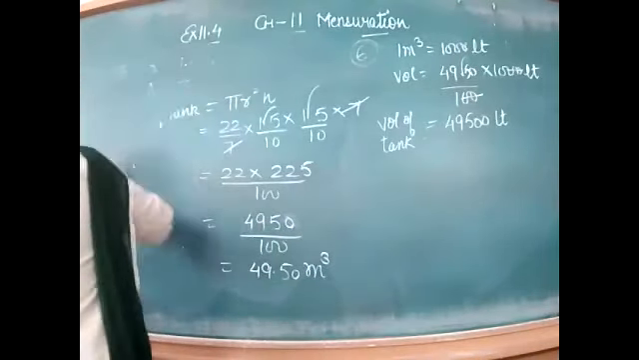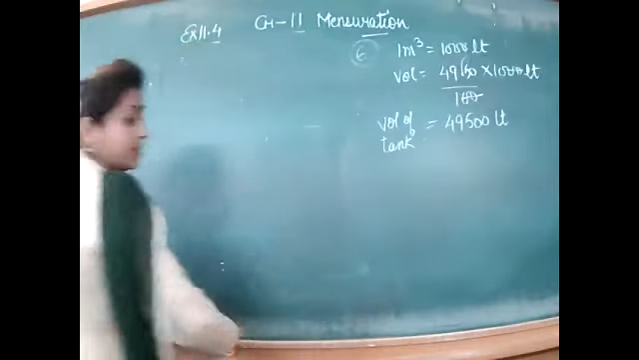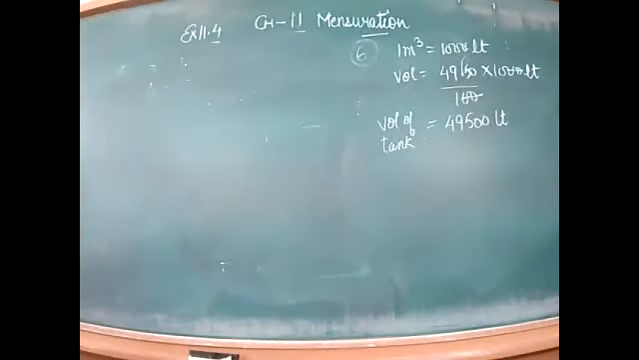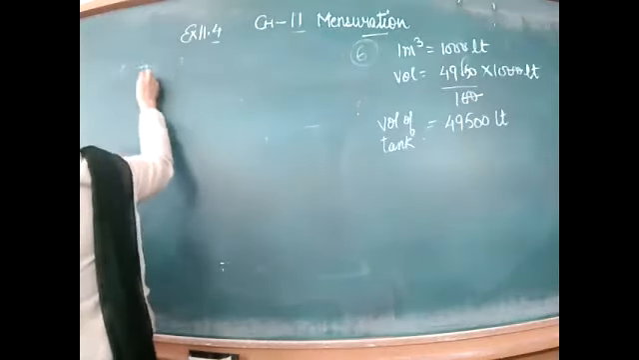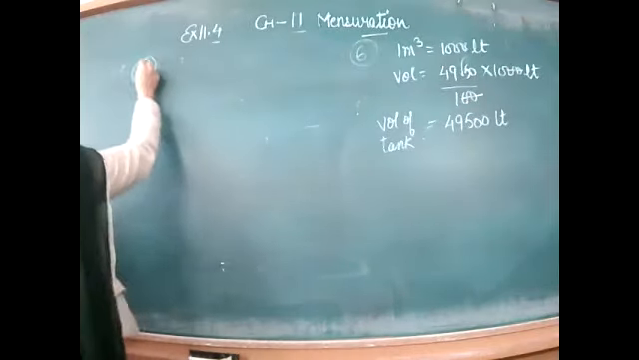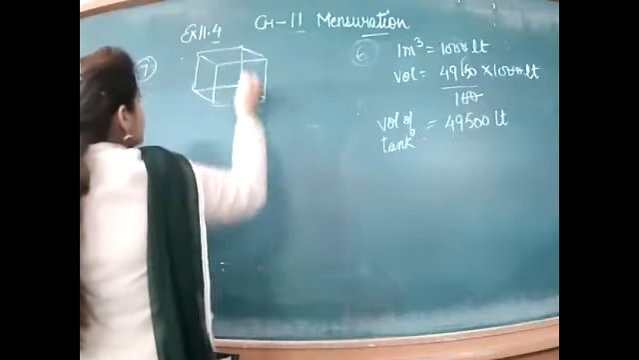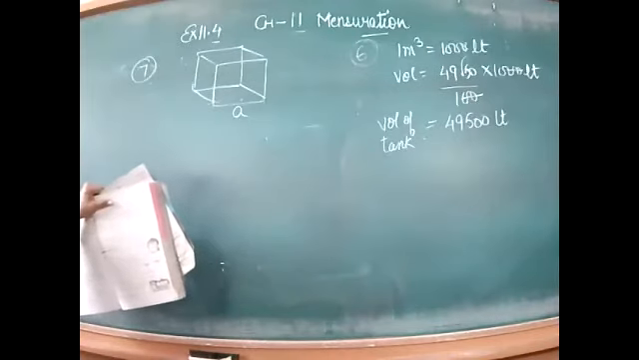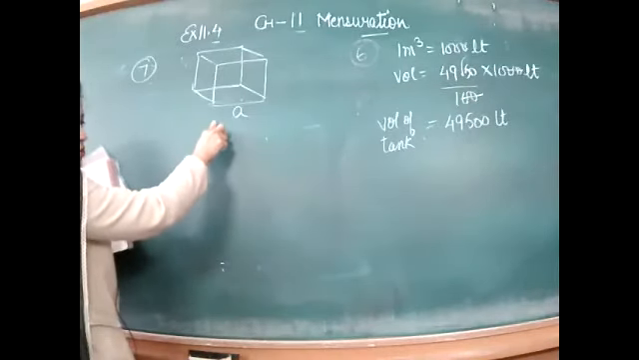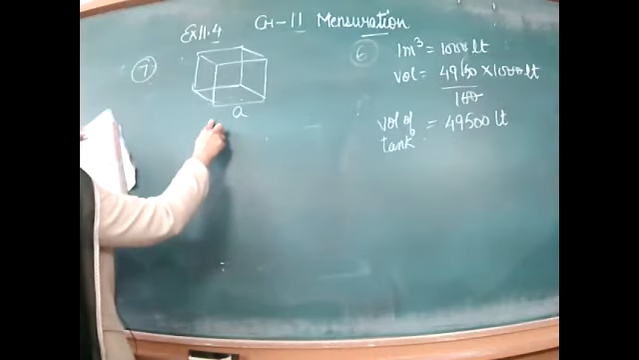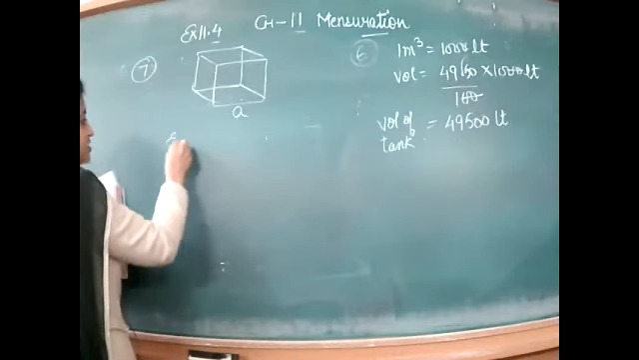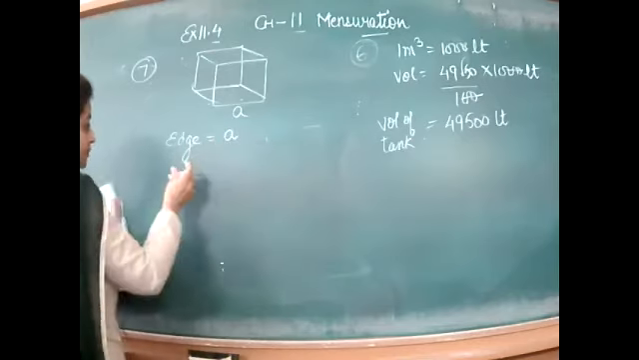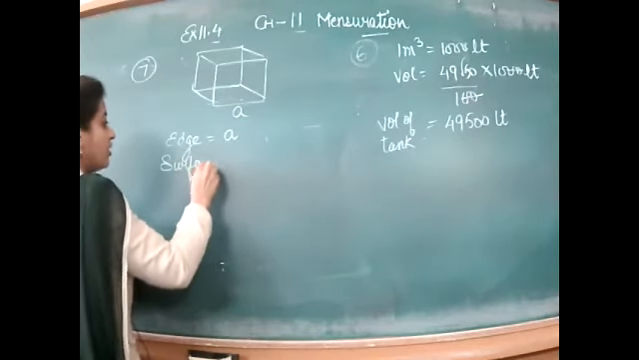Question number 7. In question number 7, it is given that the edge of the cube is doubled. This type of question is very important because they are concept based questions. एक cube है जिसकी साइड A है, अब उसकी साइड को डबल कर दिया आपने. डबल मीन्स 2A. ये आपके पास एक क्यूब है, ठीक है. इसकी एज क्या है? A.